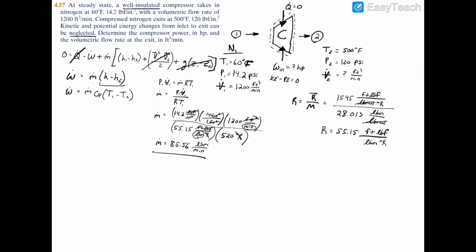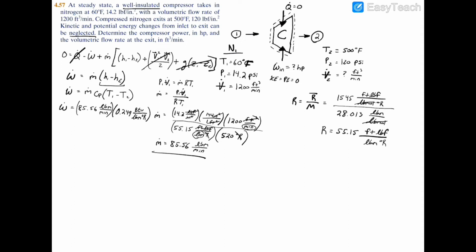And so now we can plug that into here. So we'll start this going here. So we'll have the power equals 85.56 pound mass per minute. Now we need our specific heat. So our specific heat for nitrogen is just going to be 0.249, and this is English units, of course, BTU per pound mass degree Rankine. Again, think of that like your kilojoule per kilogram Kelvin.